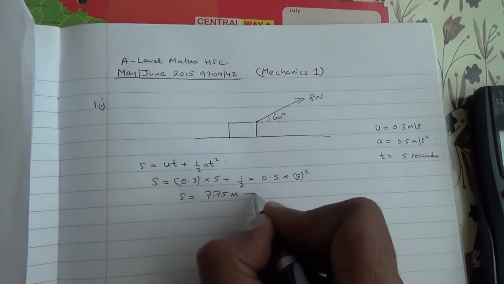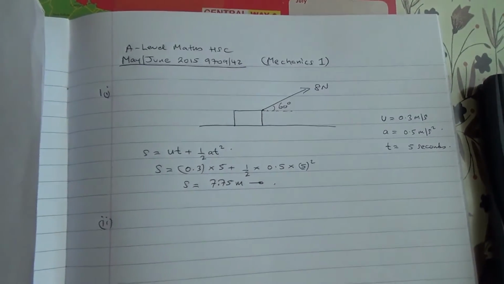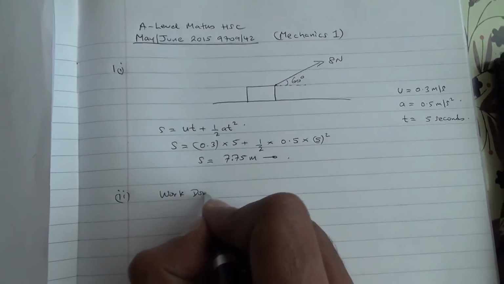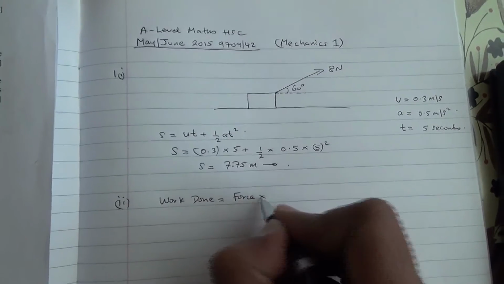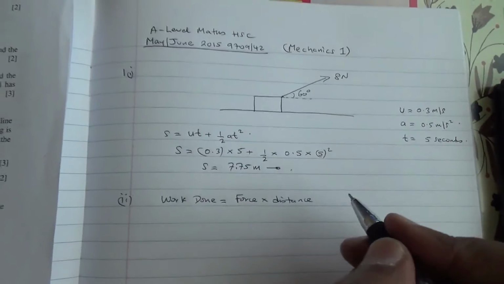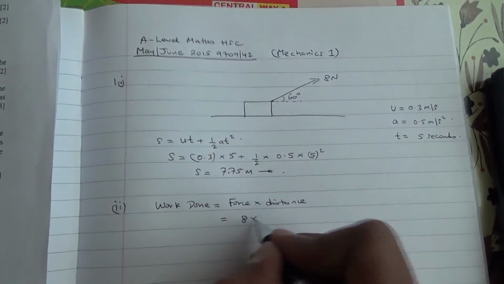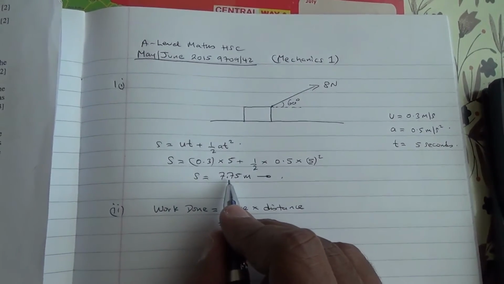Therefore, the distance traveled is 7.75 meters. And for the second part, we need to find the work done by the tension in the string. What is work done? Work done is given by the force multiplied by the distance moved from the point of application. The force is 8 Newton multiplied by the distance. What is distance? Distance is 7.75.